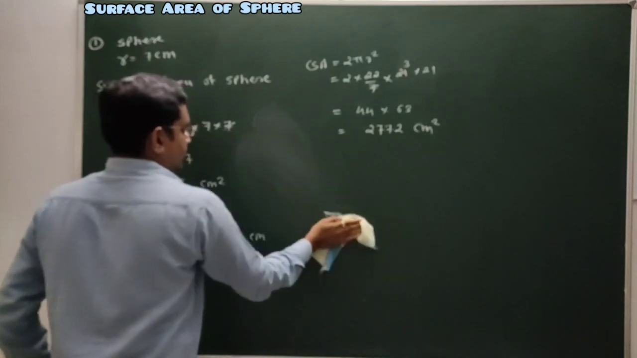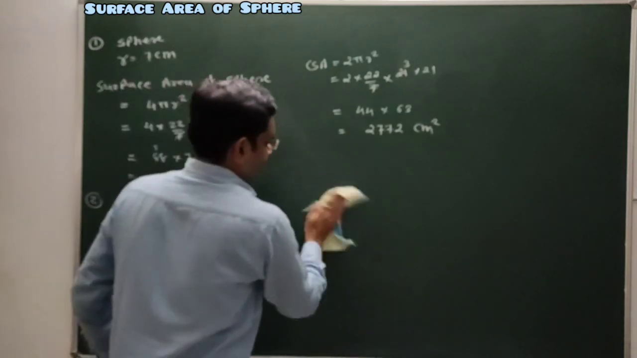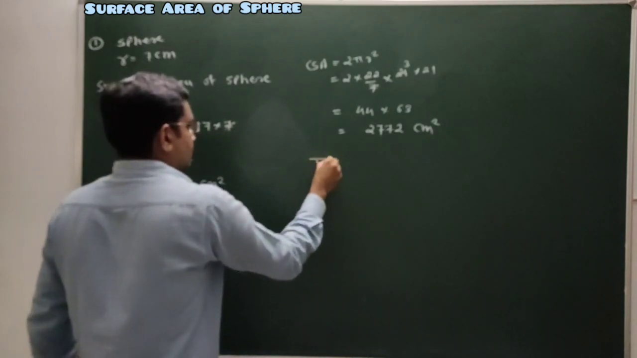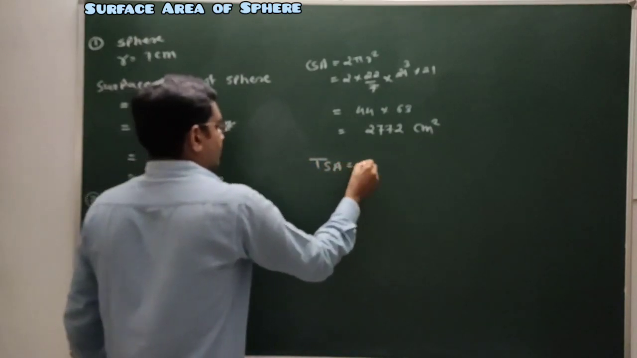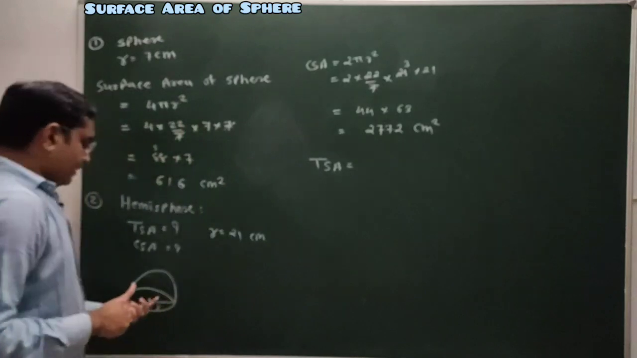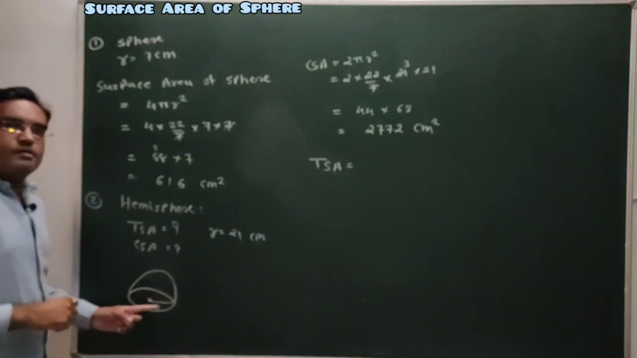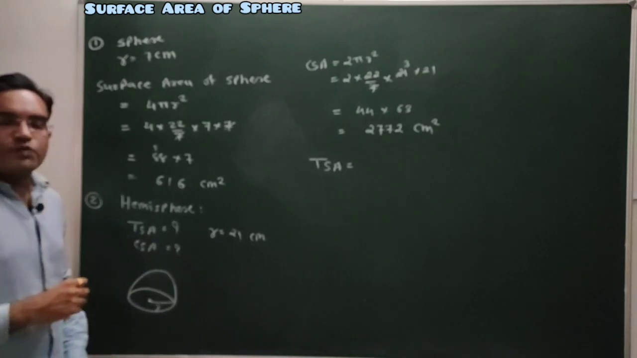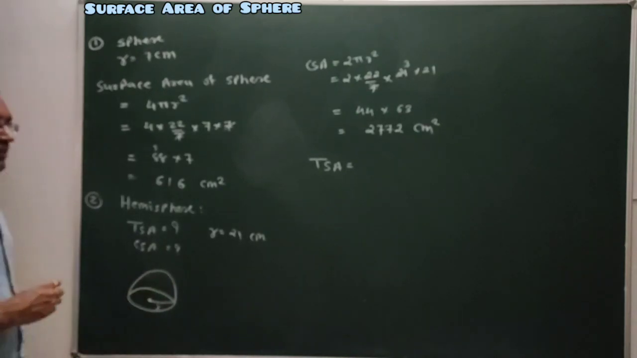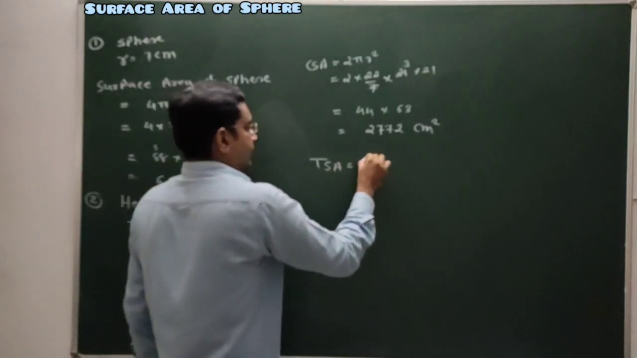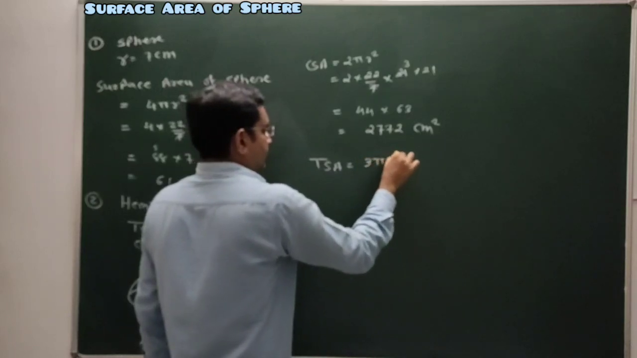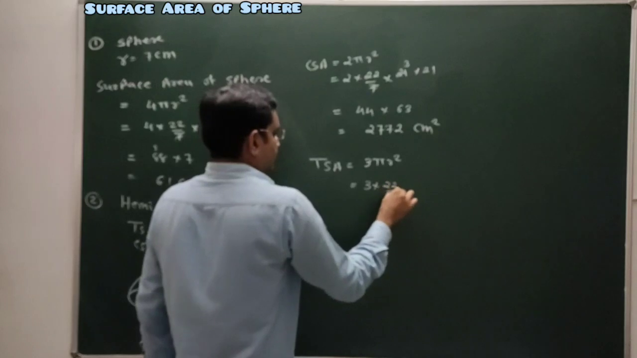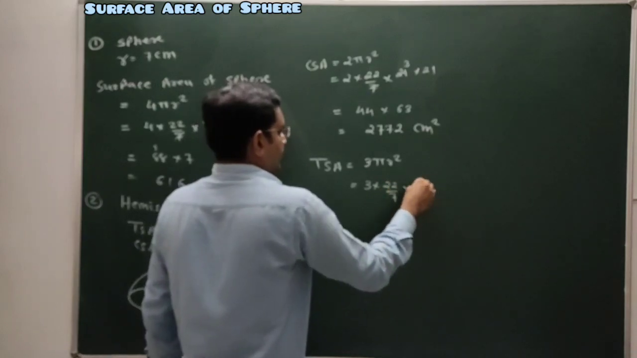And what is total surface area? Total surface area of hemisphere is nothing but the curved surface area plus base. Base is nothing but the circle with radius r, so it's pi r square. 2 pi r square plus pi r square, which is equal to 3 pi r square. 3 into 22 by 7 into r square.